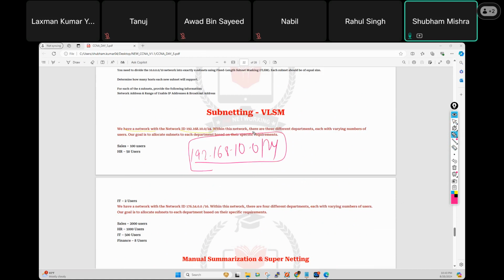Now, there are three different departments. Everyone please listen very carefully. How many departments, guys? There are three departments, each with a varying number of users. It means the number of users in each department is different. Our goal is to allocate the subnet to each department based on their requirement. It means according to their requirement, you have to assign the subnet mask or subnet. Getting my point, everyone? Tell me yes or no. Yes, sir. Understand?